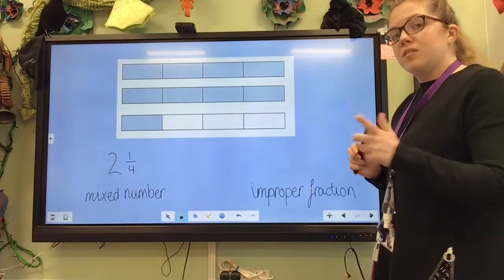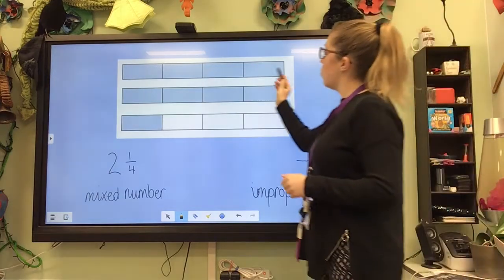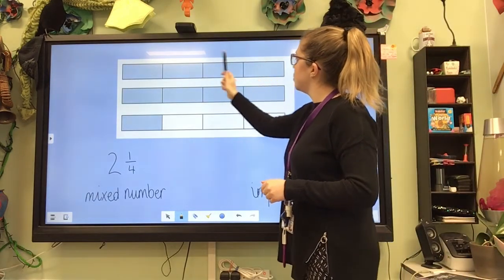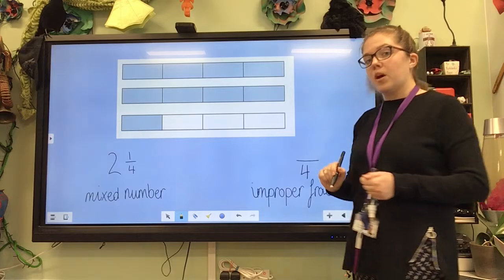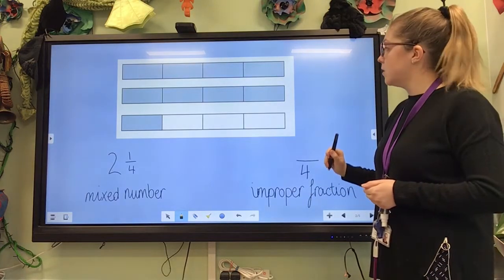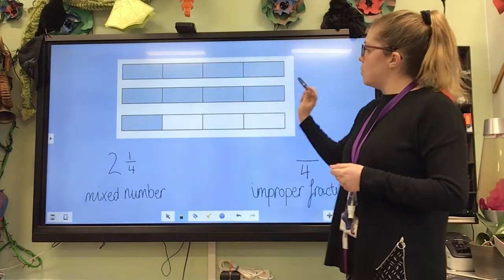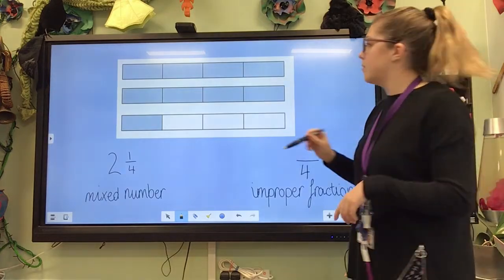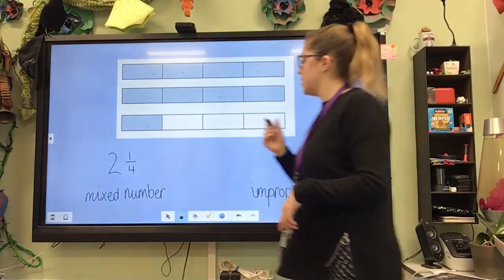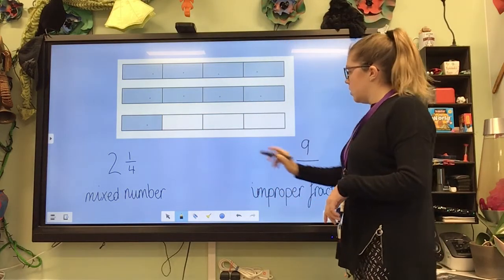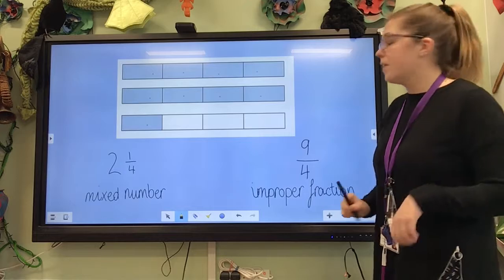So again, I'm going to start with my denominator to know the number of parts in one whole. So I'm going to look at one of my bars, and I can see I've got 1, 2, 3, 4. So this bar is split into quarters. So quarters is my denominator, so I put a 4 like this. Numerator is the number of parts in this question, so I need to count how many blue parts, how many blue sections I've got. So 1, 2, 3, 4, 5, 6, 7, 8, 9. And that is my numerator. So 2¼ as an improper fraction is 9 quarters. Just like that. Easy peasy.